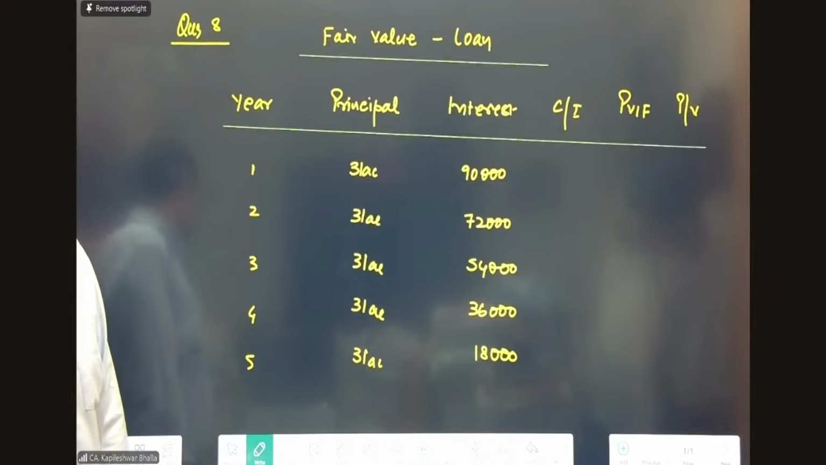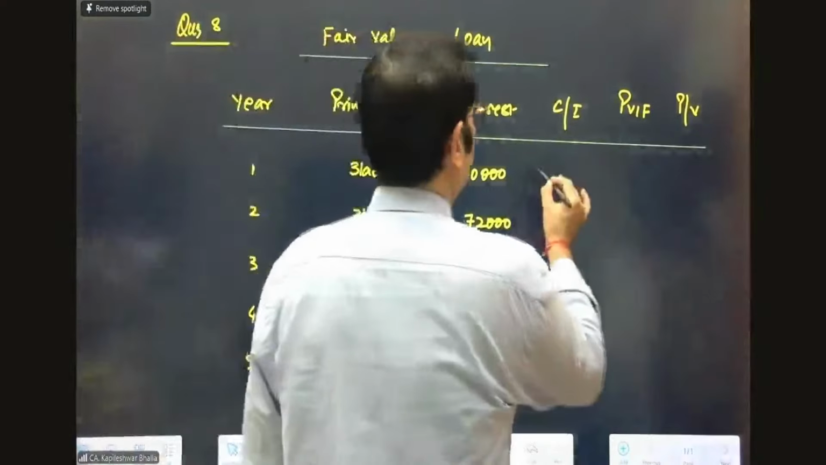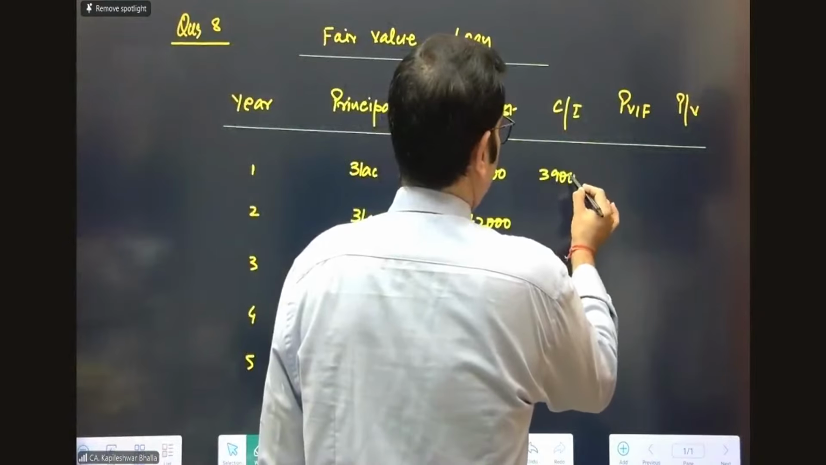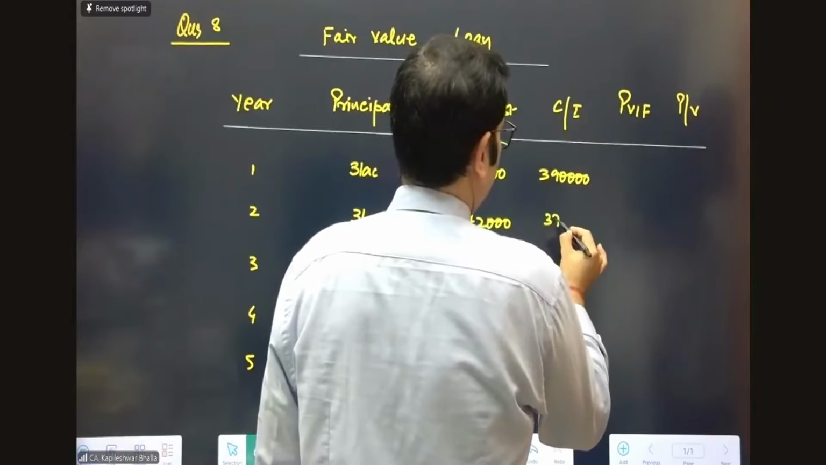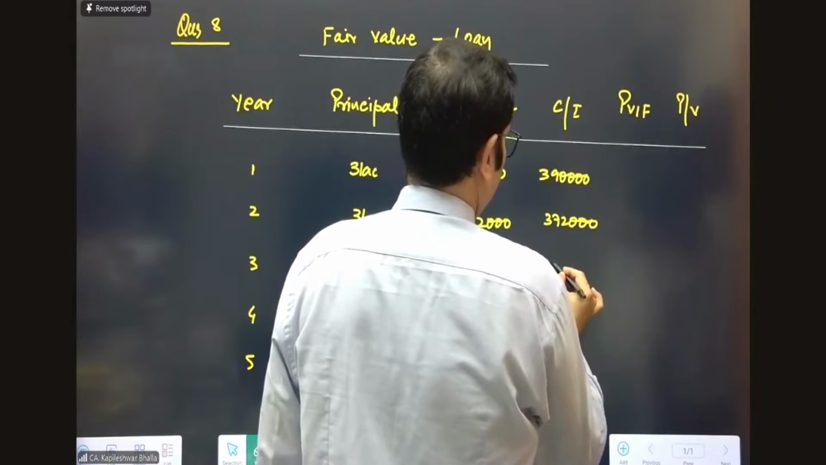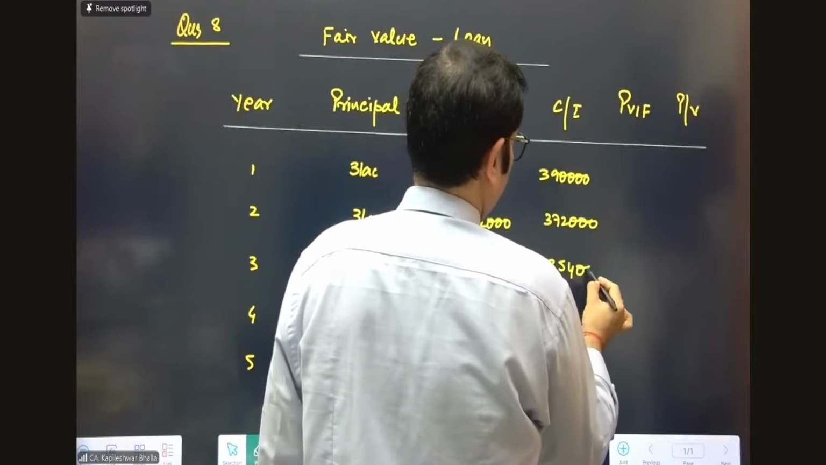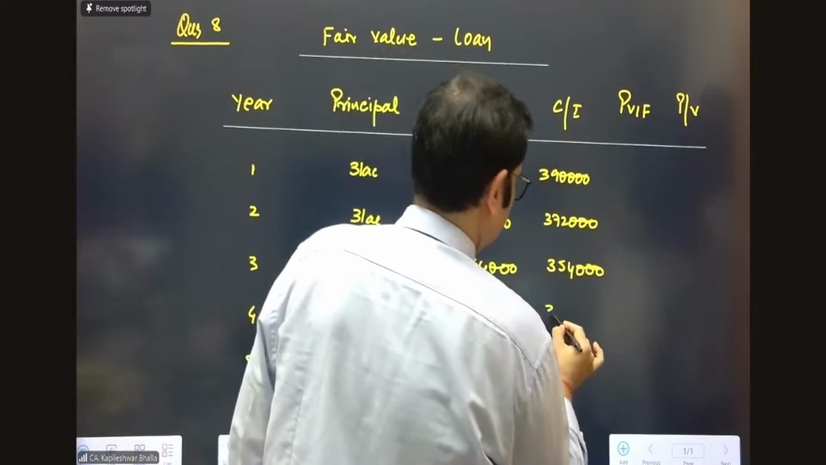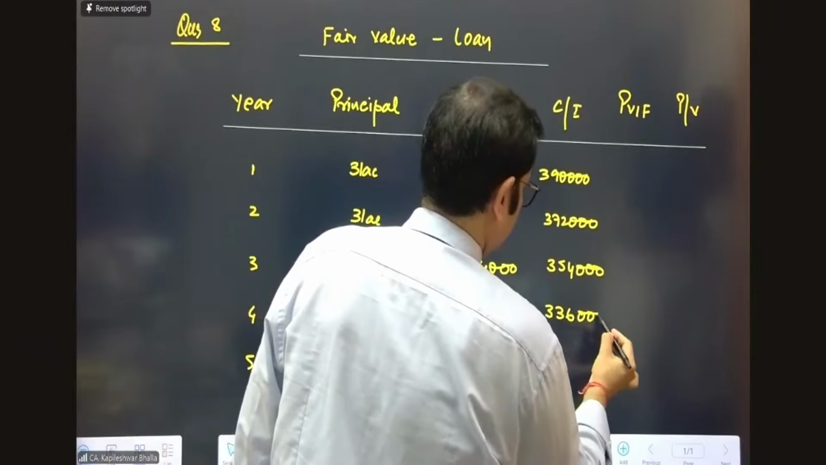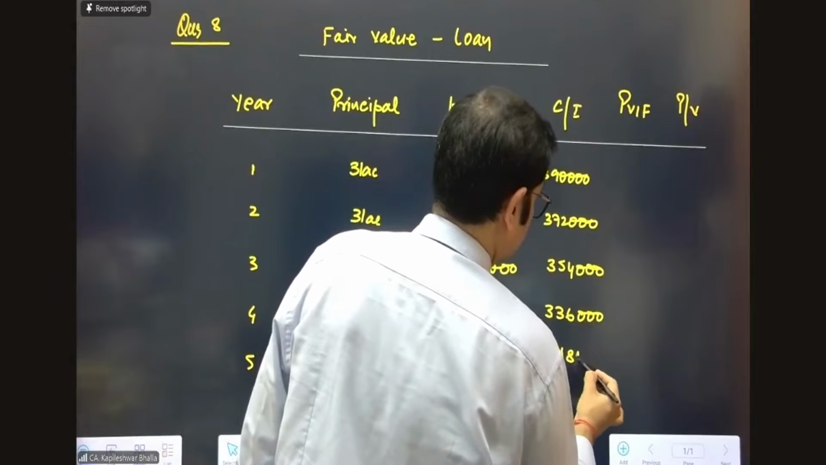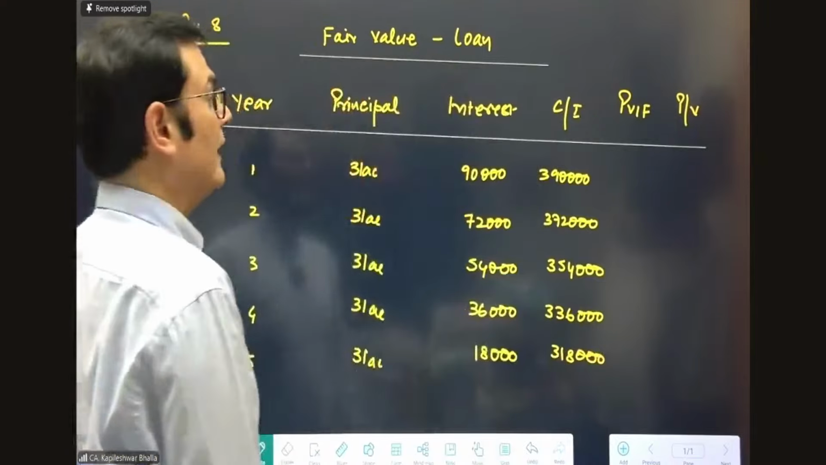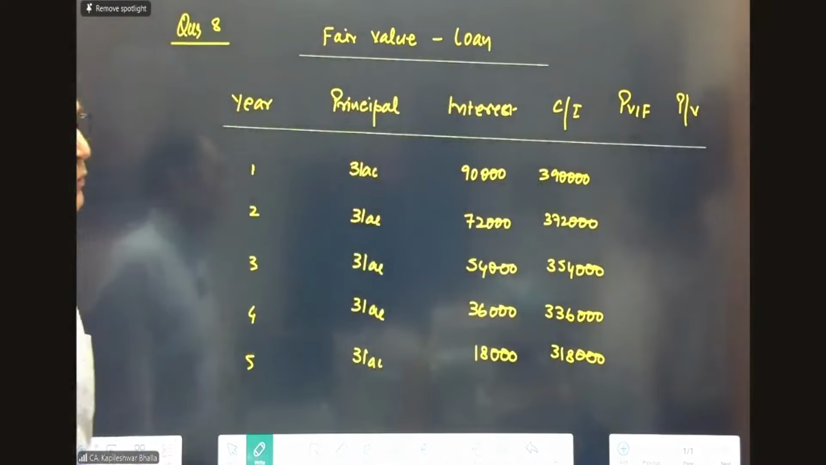And now we need to consider what is the total inflows. This is 390. This is 372. This is 354. That is 336. And this is 3,18,000. So this is the total cash inflow for this particular loan.